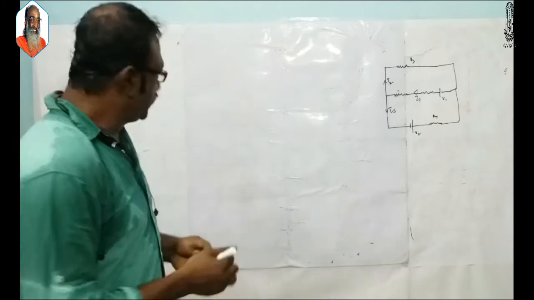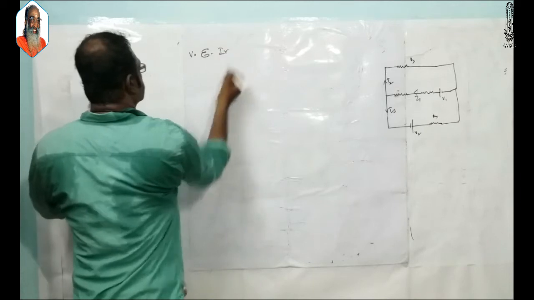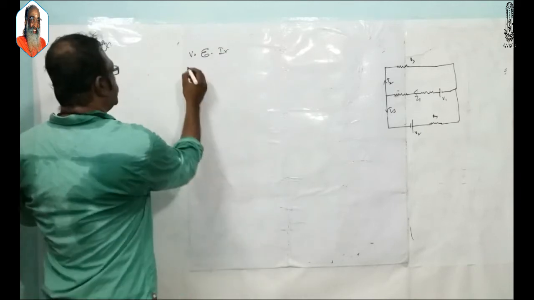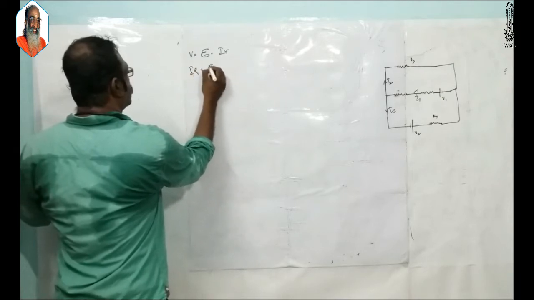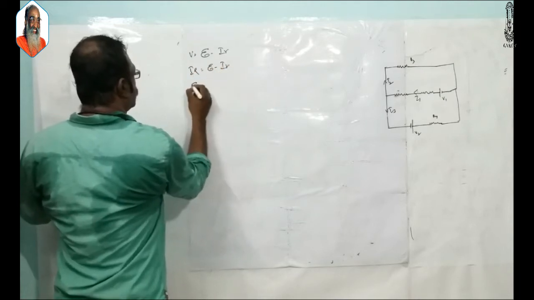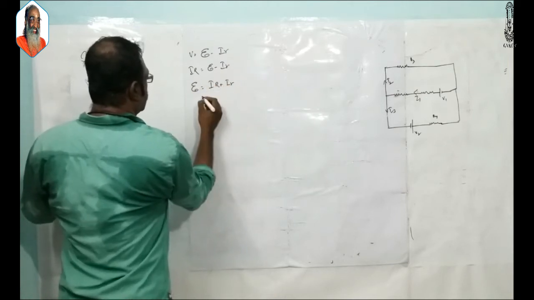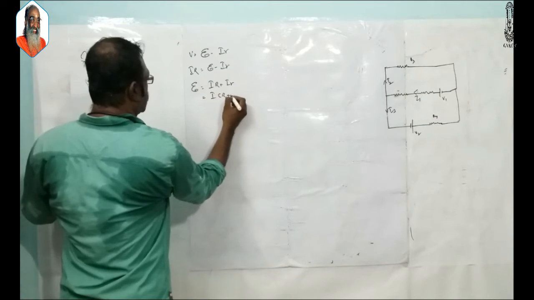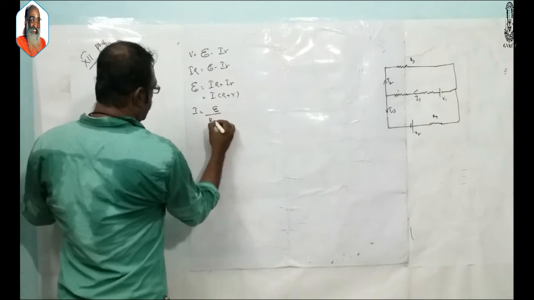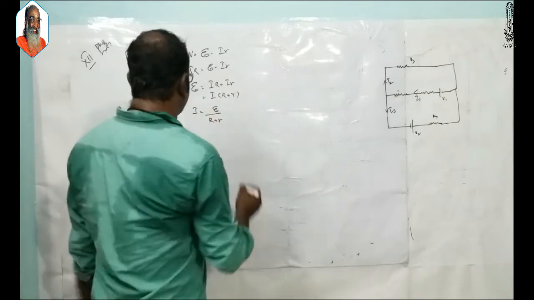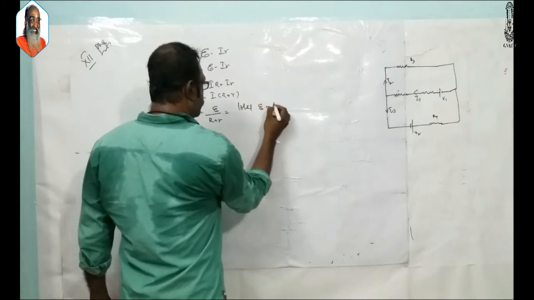So there V is equal to E minus Ir, isn't it? So what is V here? V is IR, so IR is equal to E minus Ir. So E is equal to IR plus Ir, so I into R plus r. So I is equal to E by R plus r. The current is given by the total EMF by the total resistance.